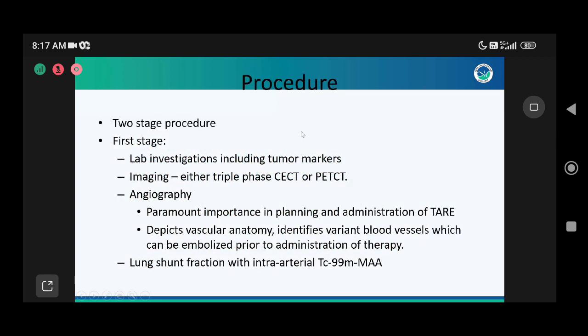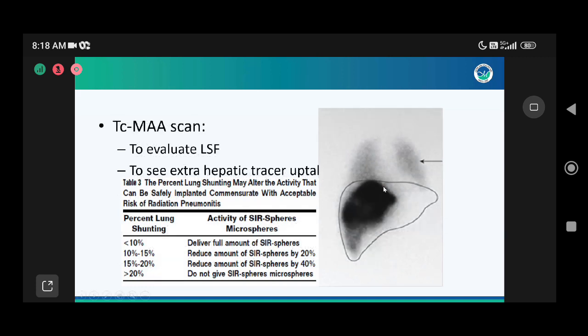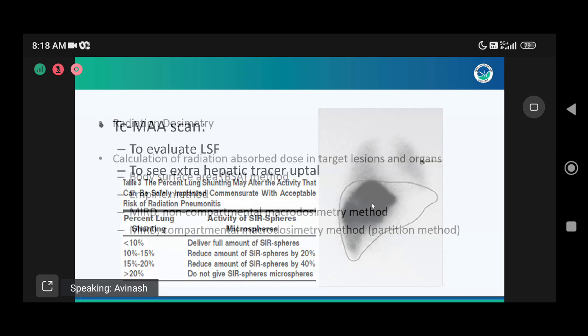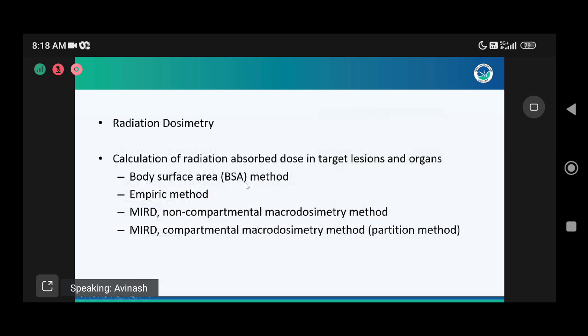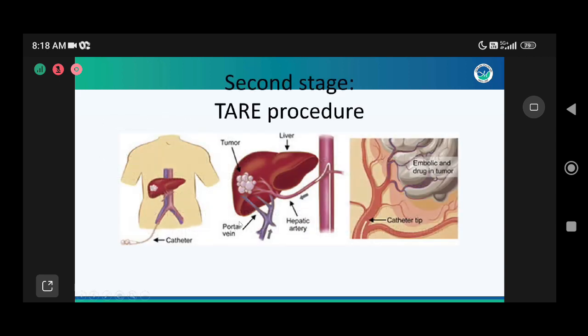In the procedure, in the first stage we will be doing all the lab investigations and technetium labeled MAA shunt study. The MAA shunt tells us what the treatment area is, and whether there is any significant shunt between liver and lung. If there is a shunt between liver and lung, based on the percentage of shunt, we will be reducing the dose of therapy. So this technetium labeled MAA can be used for radiation dosimetry by using these methods. We calculate the appropriate dose of radionuclide which has to be delivered during the second stage procedure, which can be either yttrium-90 TARE or rhenium-188 TARE.